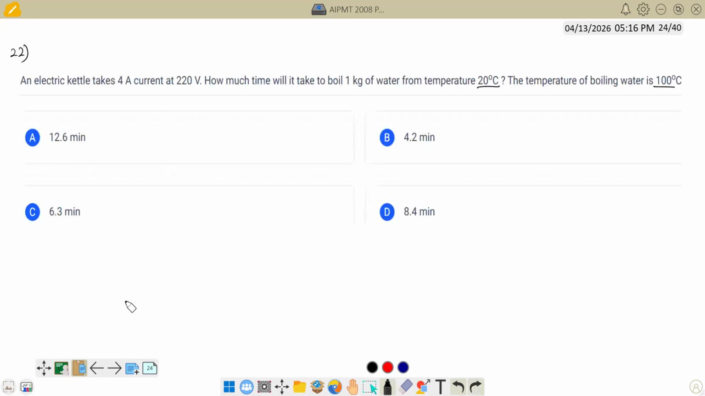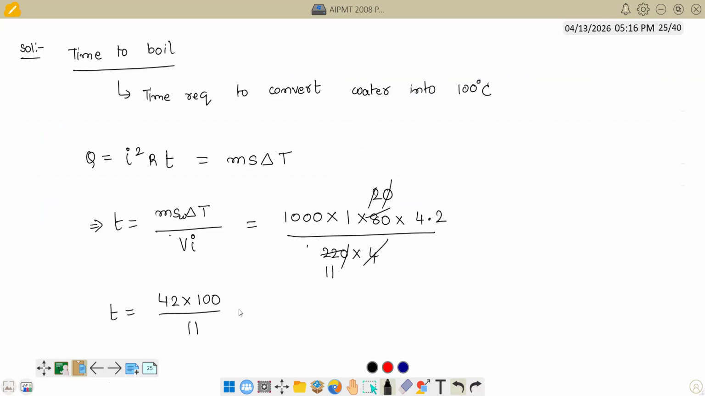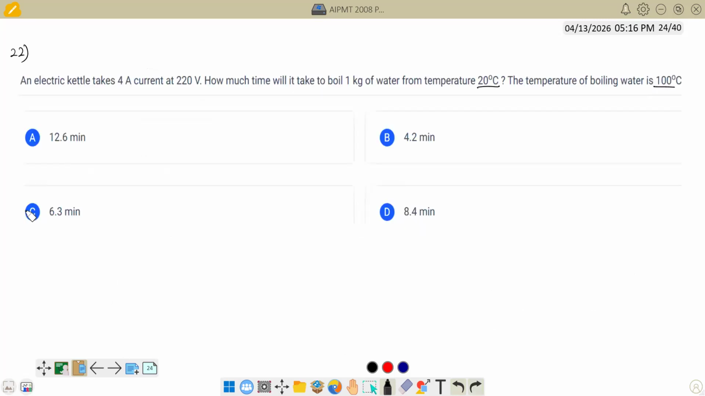But we want the time in minutes. Since we want the time in minutes, and we got this in seconds, divide everything by 60. So 100 by 11 into 60 minutes. These two also get cancelled, 7 6s are 42, you basically get 70 by 11. So I'll get 6 point something. Since we get 6 point something, the only answer would be option 3.